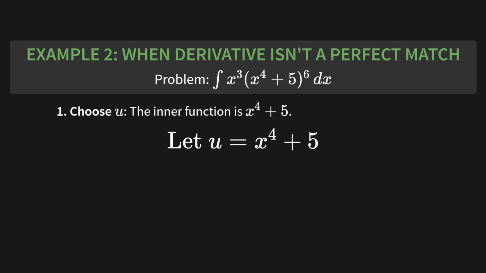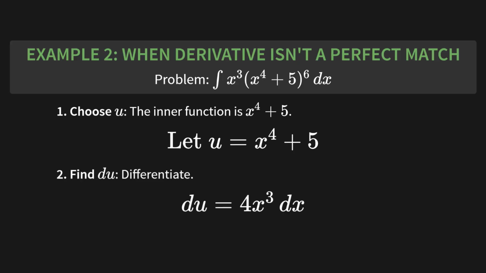Here's our problem. The integral of x cubed times (x to the 4th plus 5), all raised to the 6th power, dx. Step 1. Choose u. The inner function is clearly x to the 4th plus 5. Let u equal x to the 4th plus 5. Step 2. Find du. Differentiate. du equals 4x cubed dx.